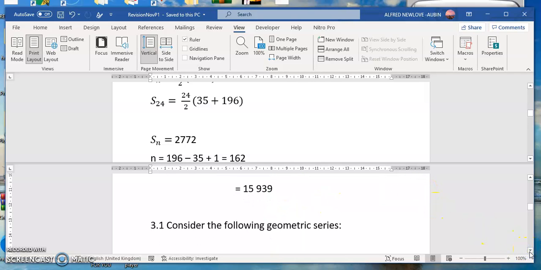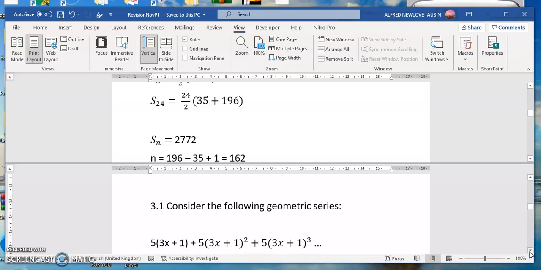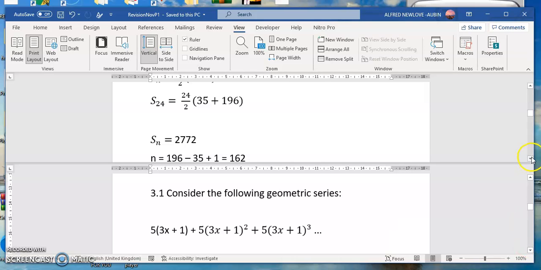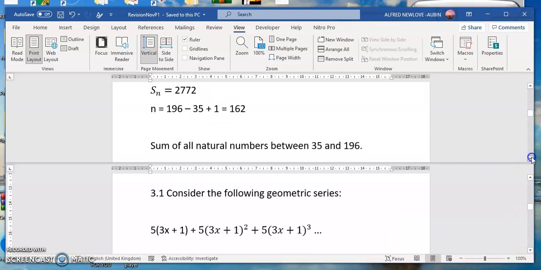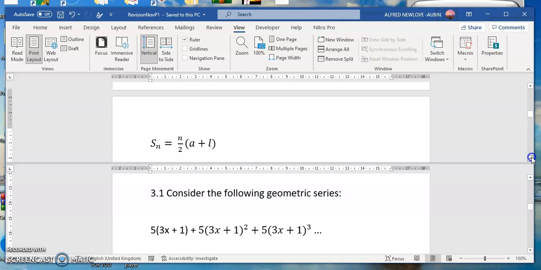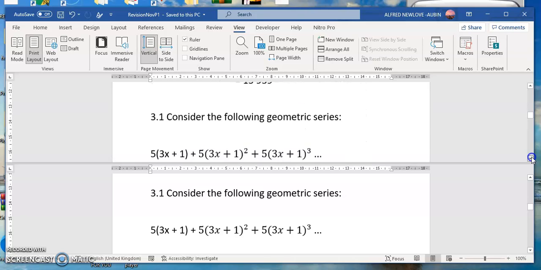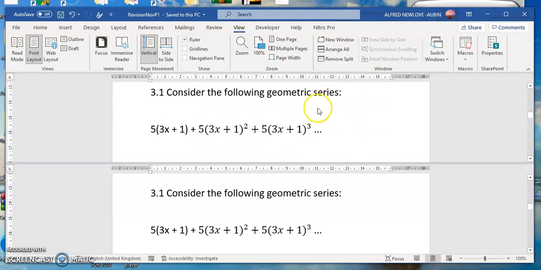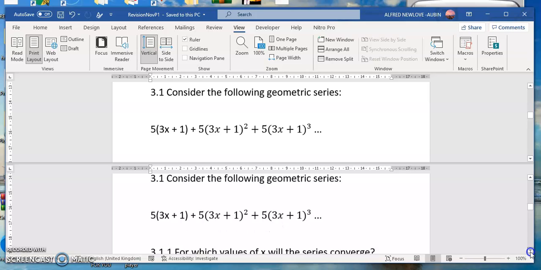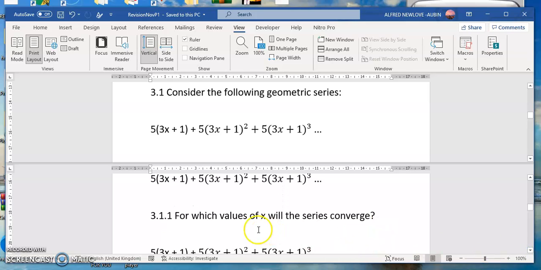Alright, then let's look at the next question. It says, consider the following geometric. Now geometric has a common ratio. So this is a geometric sequence. It's a series because it's addition of all the sequence. So we have this geometric series. This is a sequence. If you add them, it becomes a series. And it's up to infinity because of these 3 dots. Now the question says, for which value of x will the series converge?